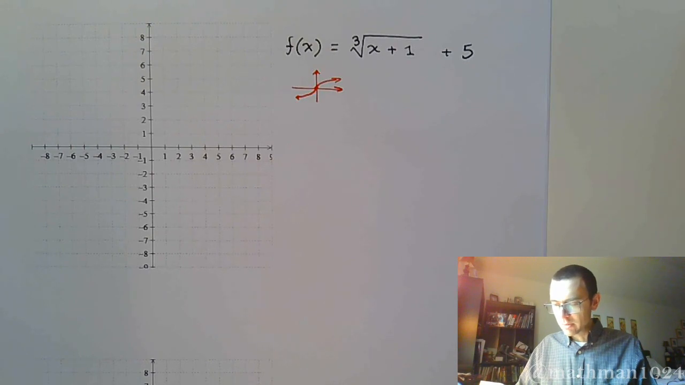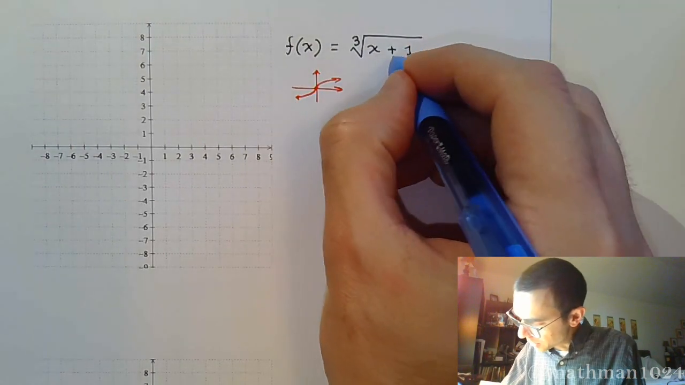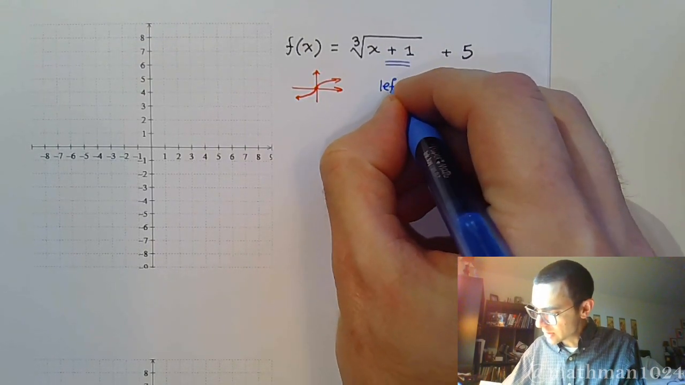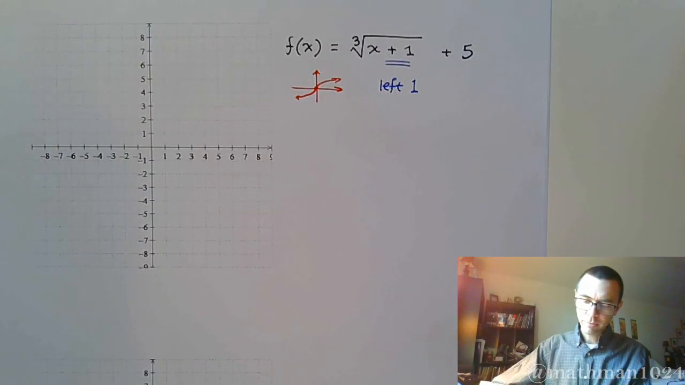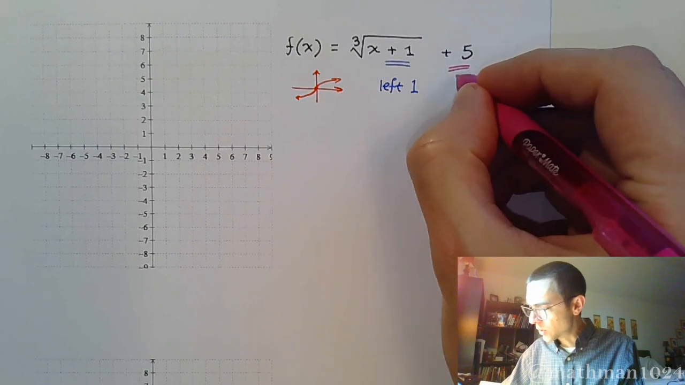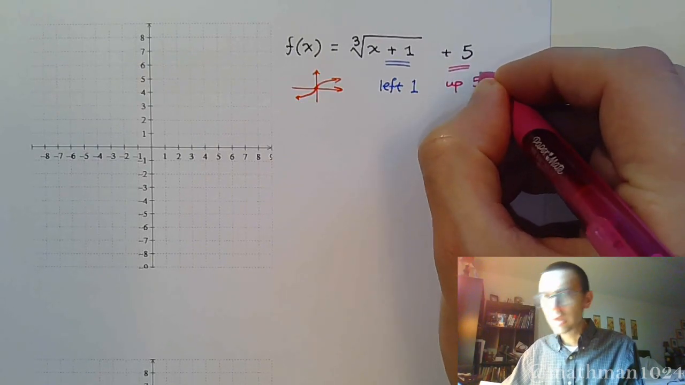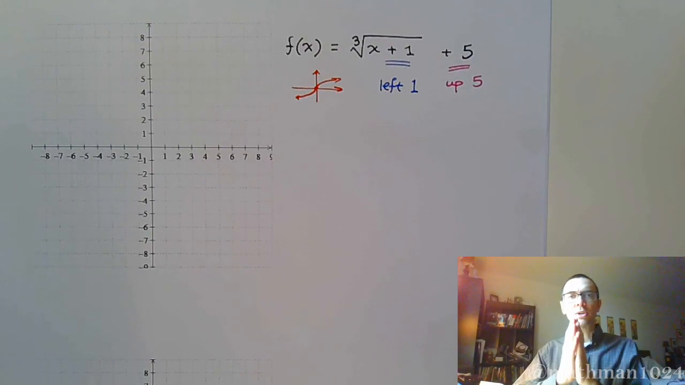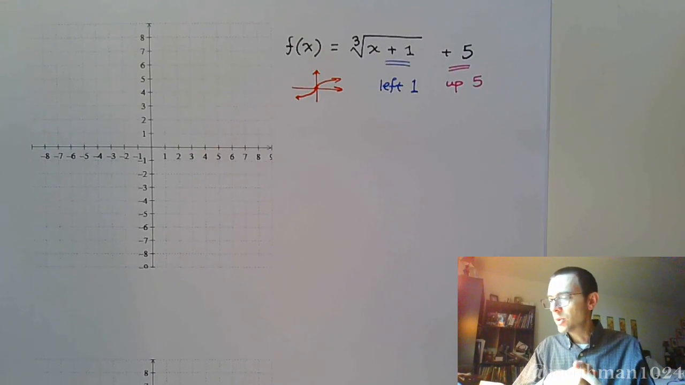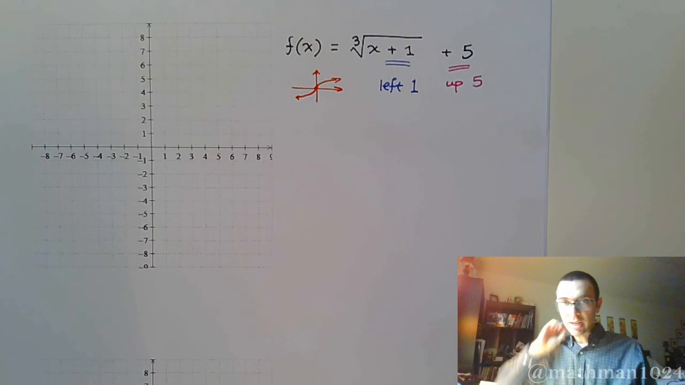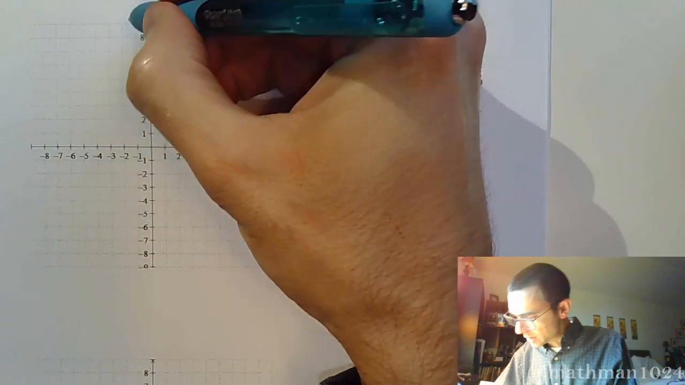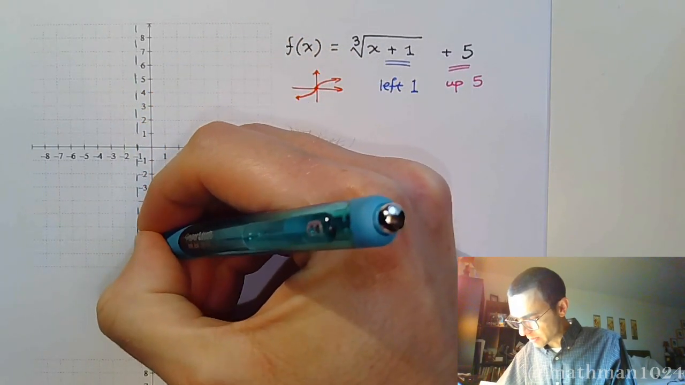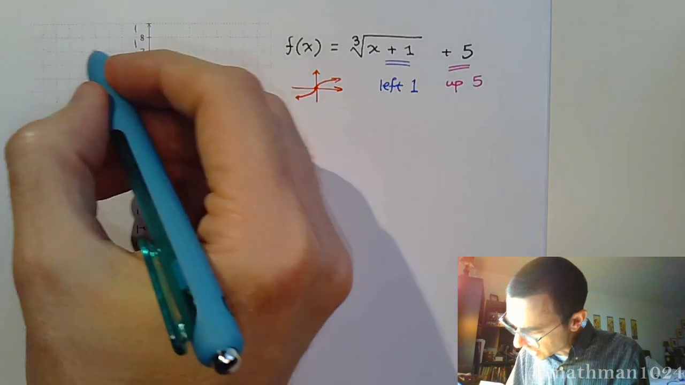Now on the inside, we have a +1. And remember, when it's on the inside, we do the opposite. So that means we're going to go to the left 1 unit. And then the +5 means that we're going to go up 5. All right, so again, let's make sure that we put our new origin in the right spot by doing the shifts indicated here. Then we're going to go left 1 and up 5. So left 1, so our new y-axis is going to be here because we moved to the left 1. And then up 5.